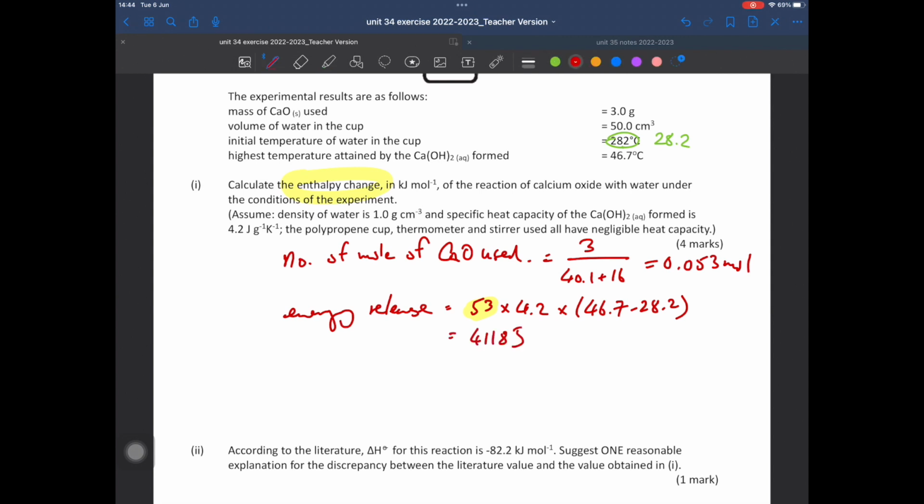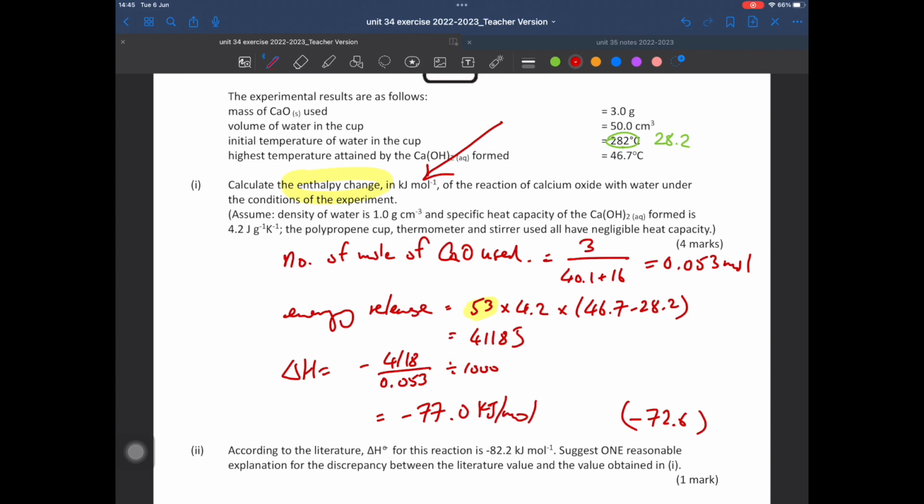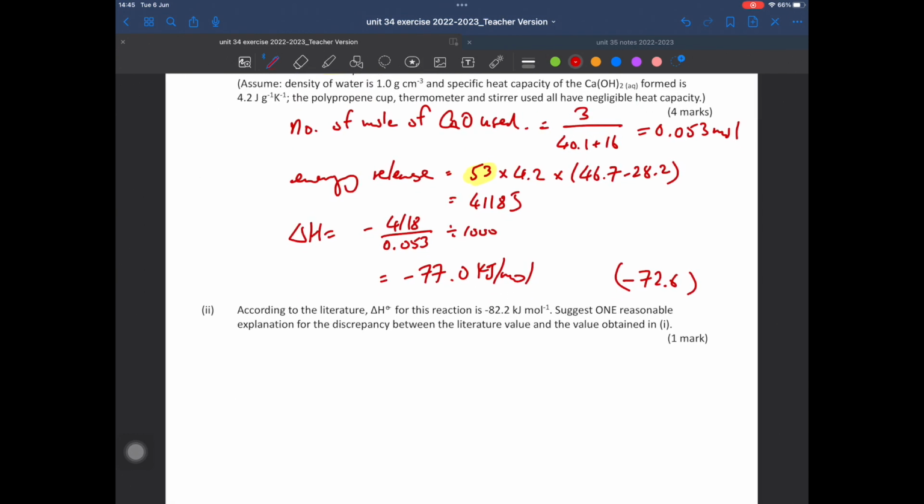Finally, the delta H is the amount of energy released over the number of mole. As the final answer requests kilojoule per mole, we should convert our energy into kilojoules, and it will be minus 77 kilojoule per mole. And of course, if you use 50 cm cube or 50 gram instead of 53, then your answer will be around minus 72.6 something. Also accepted.